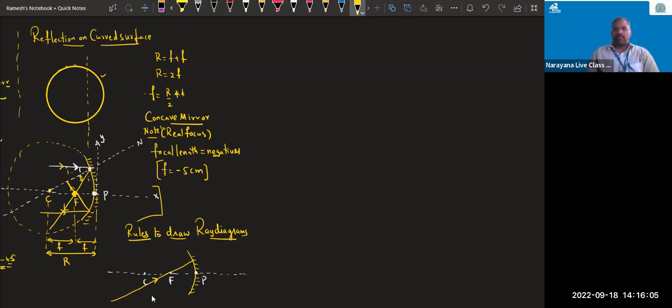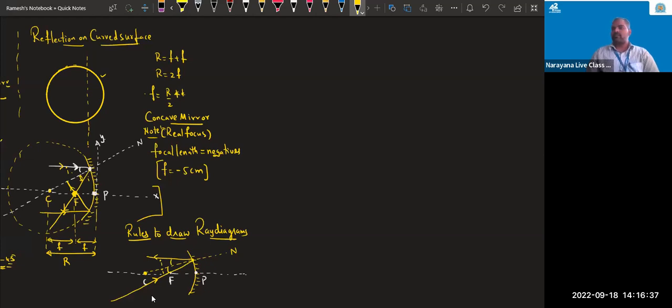Why? If you do a little analysis, you should draw a normal line first. Any normal line at the point of incidence must pass through the center of curvature. This is the angle of incidence i. So the reflected ray must go parallel to the principal axis, so that angle is also i. That is rule number 1.